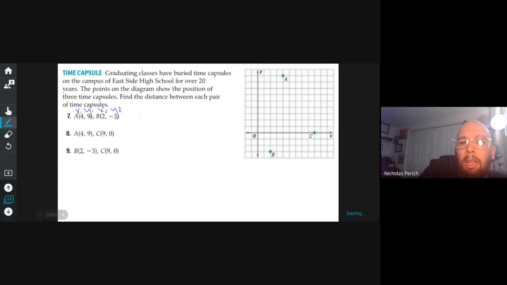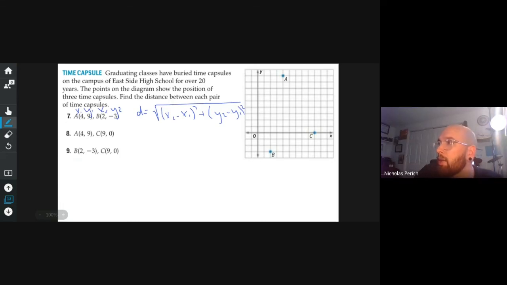Problem 7: the distance formula equals big square root, parentheses, x sub 2 minus x sub 1, close parentheses, squared, plus y sub 2 minus y sub 1, close parentheses, squared. So that's the distance formula. All I did was rewrite the distance formula.